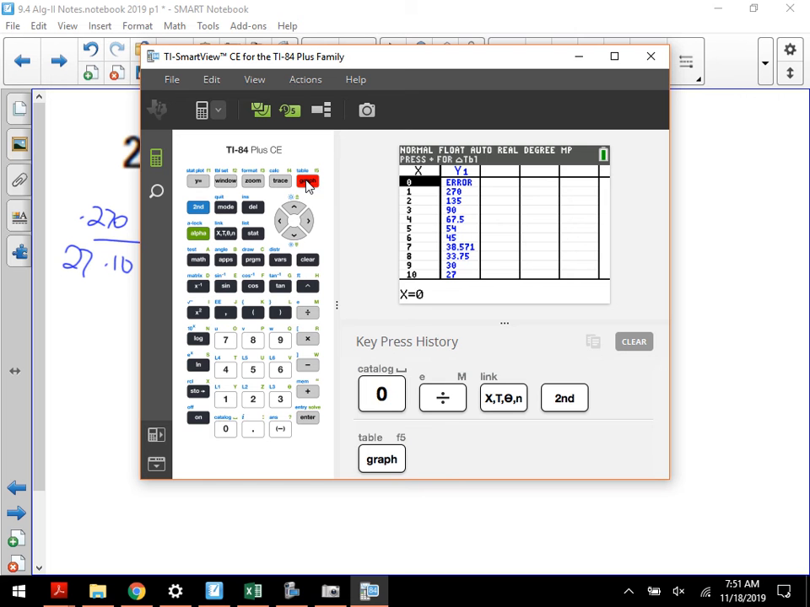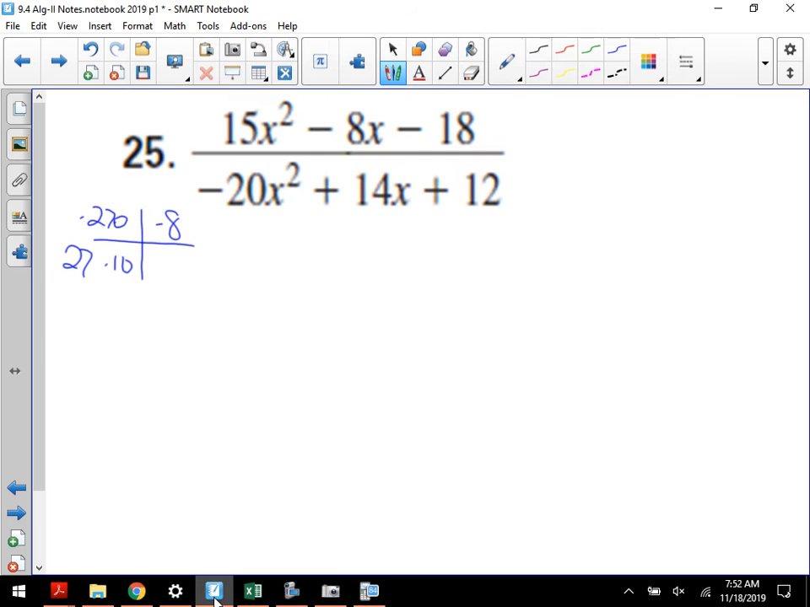So here's my list, 27, 10, 15 and 18, and that's it. So that's not going to do anything in the numerator. In the denominator, the only thing you can do is take out a negative 2. You get 10x squared, 7x, and a 6. I don't think you can factor it any further.